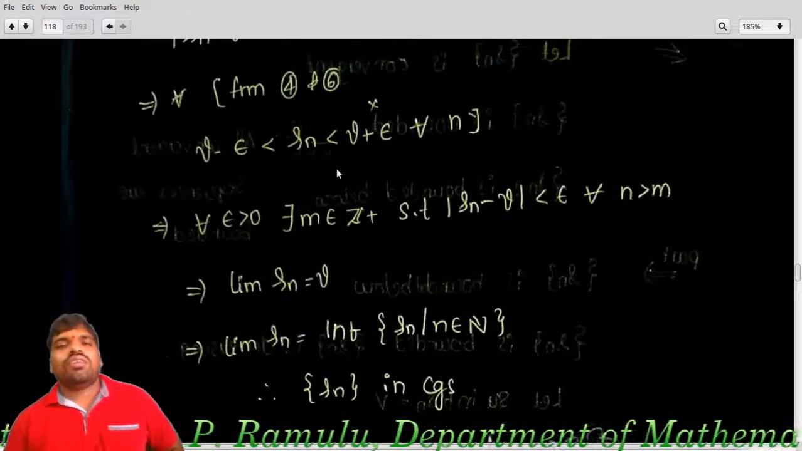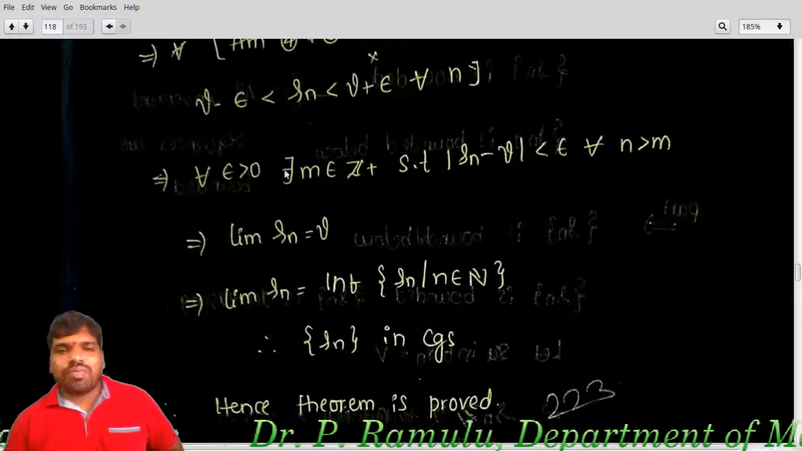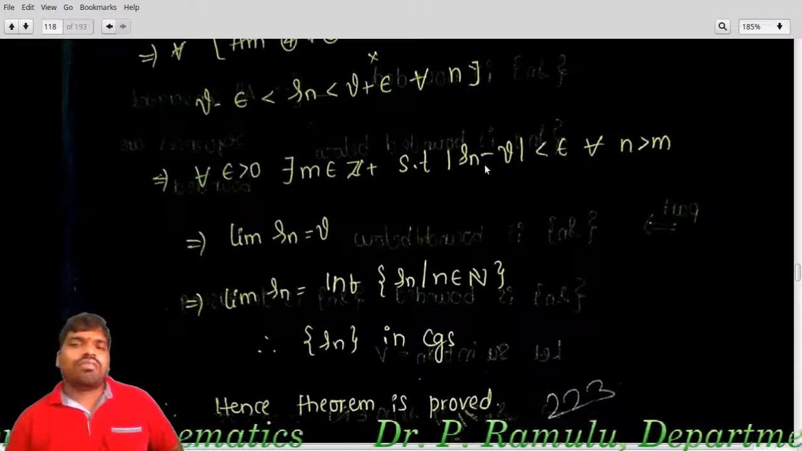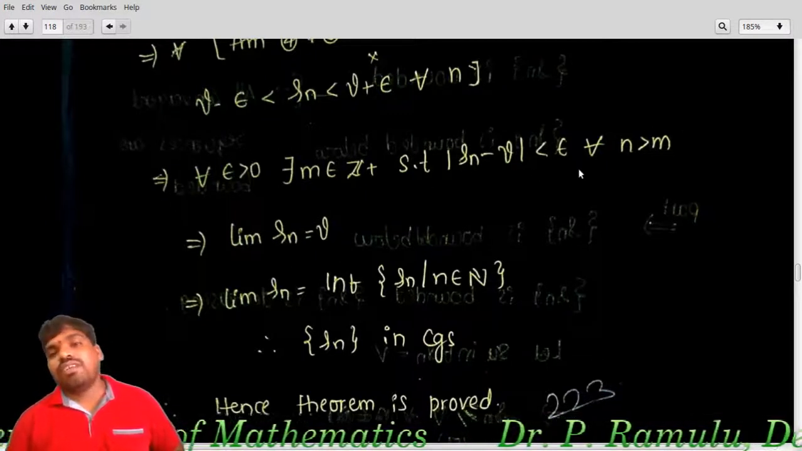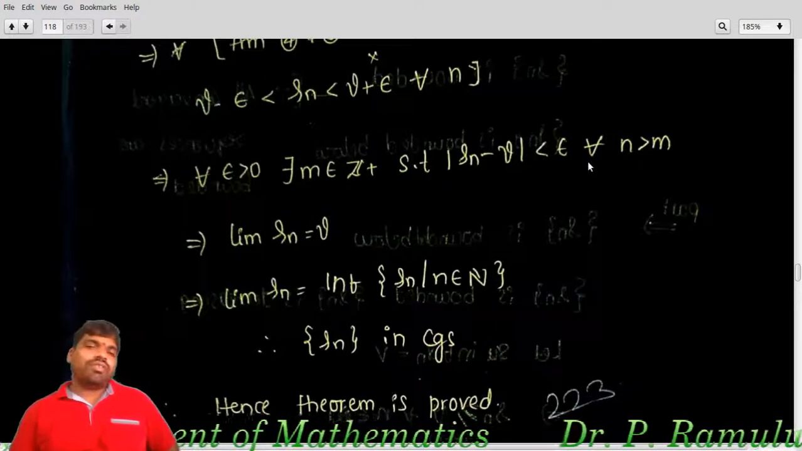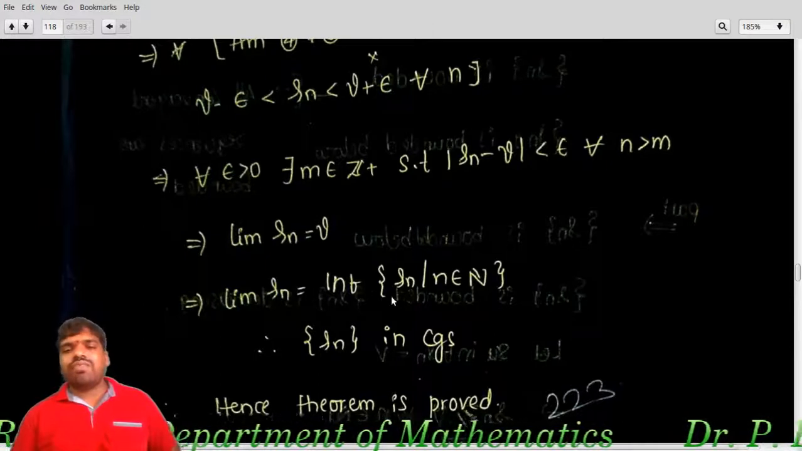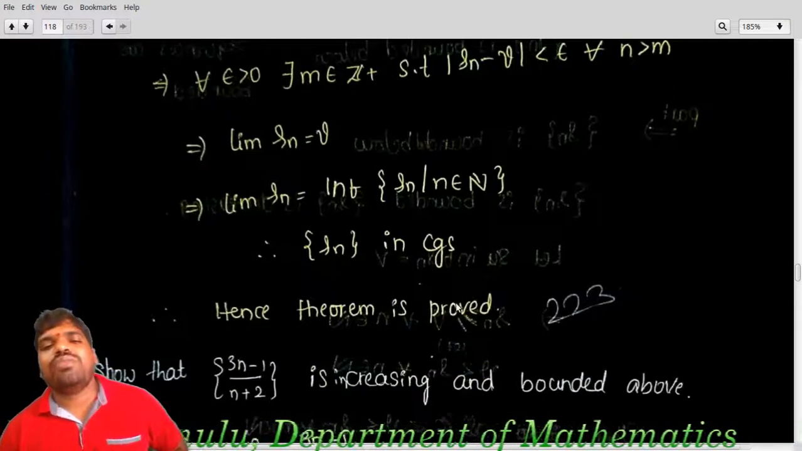So v minus epsilon is less than Sn, which implies that for every epsilon greater than 0, there exists m belonging to Z plus such that mod Sn minus v is less than epsilon for n greater than m. Which is nothing but our definition, limit of Sn is equal to v. Therefore, Sn is convergent, hence proved the theorem.